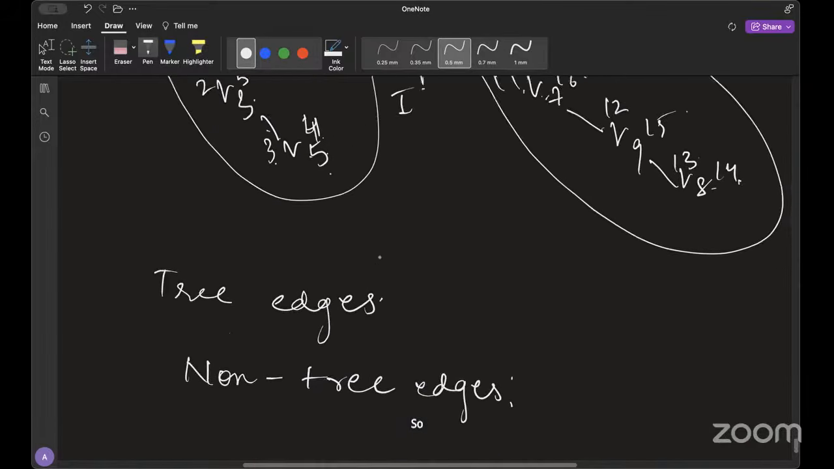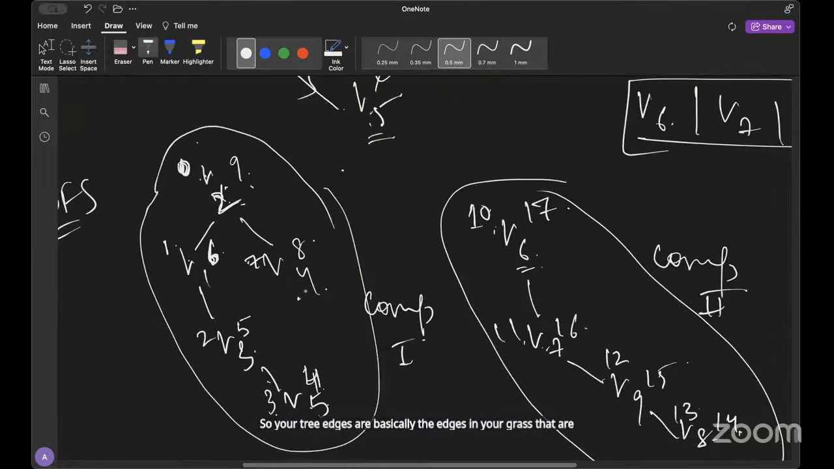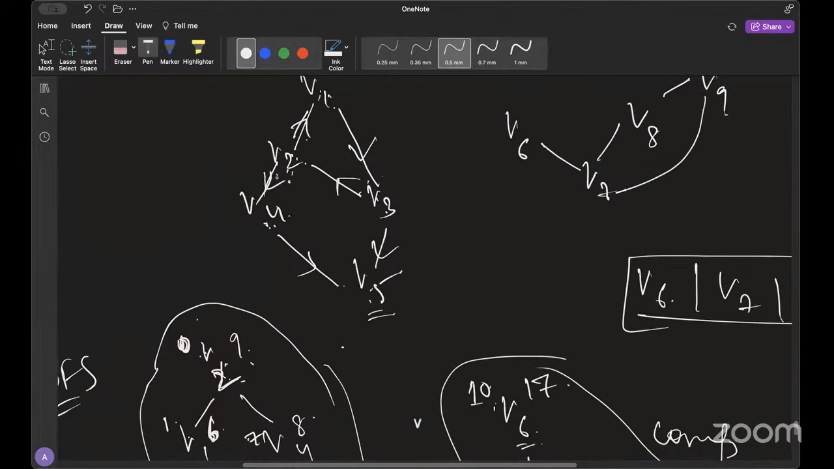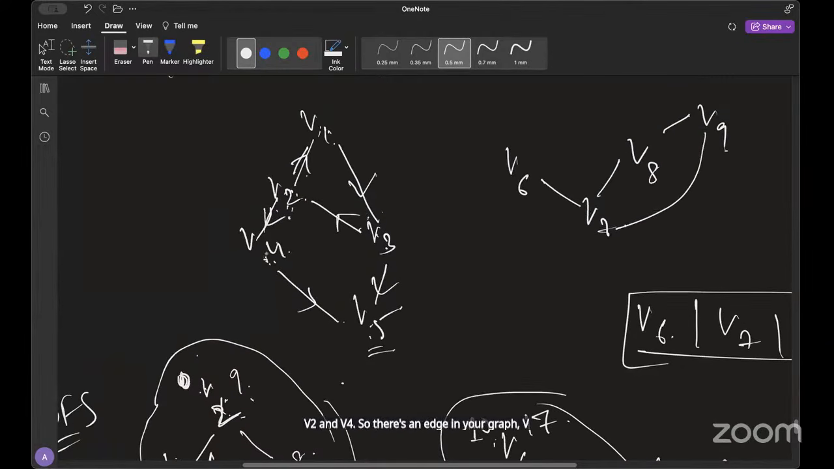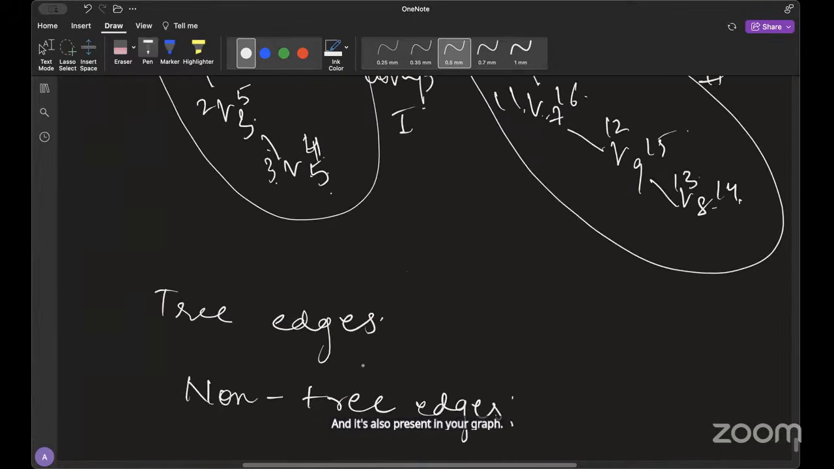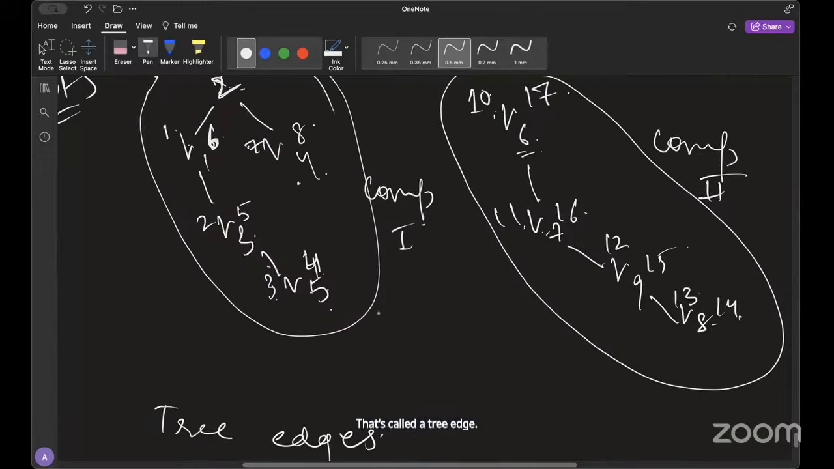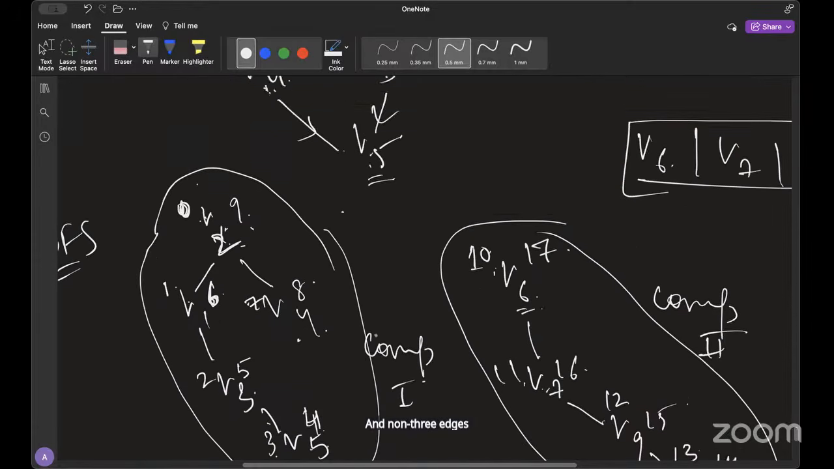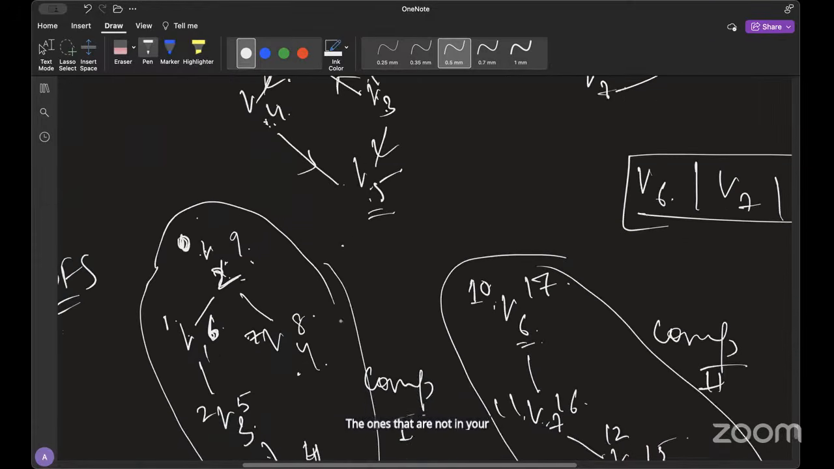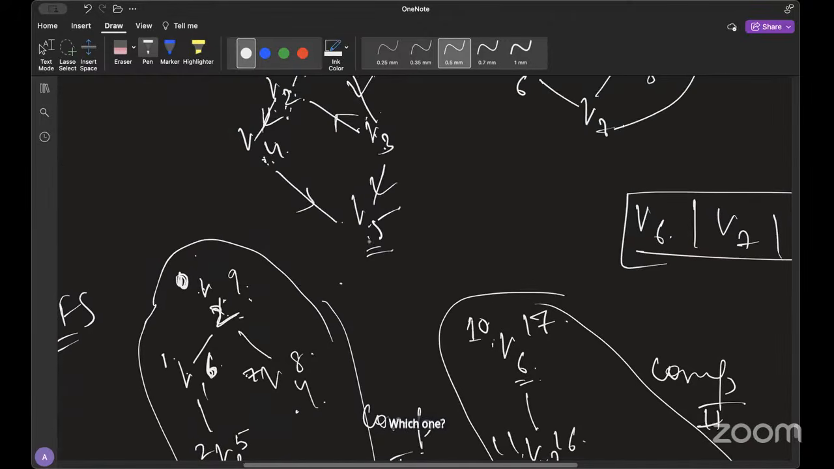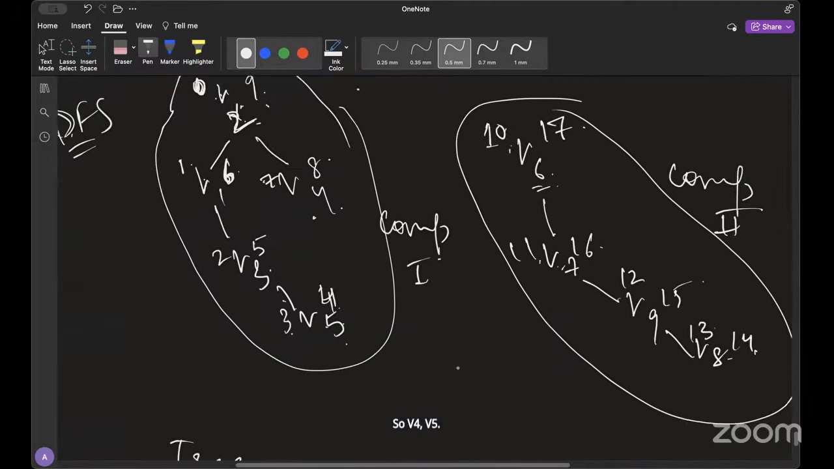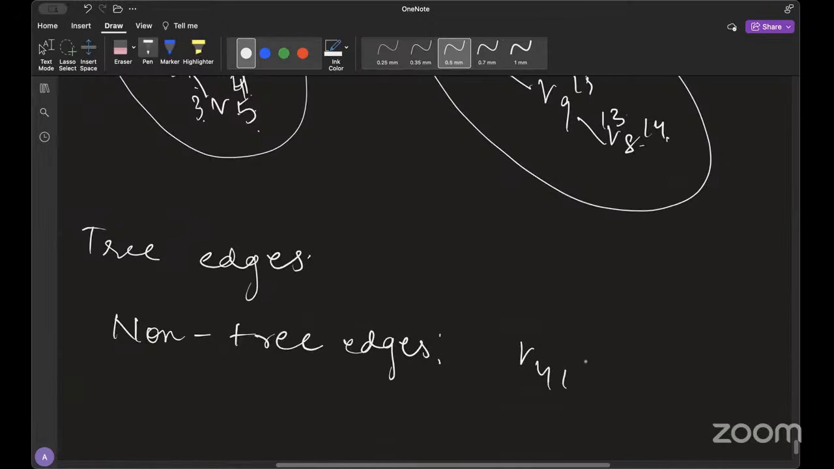So your tree edges are basically the edges in your graph that are also present in your tree, like V2, V4. There's an edge in your graph, V2, V4 is an edge, and it's also present in your tree. That's called a tree edge. And non-tree edges are basically the ones that are not in your tree. So if you see here, which one? V4 and V5 is an edge in your graph, but it's not there in your DFS tree, right? So V4, V5 is an example of a non-tree edge.